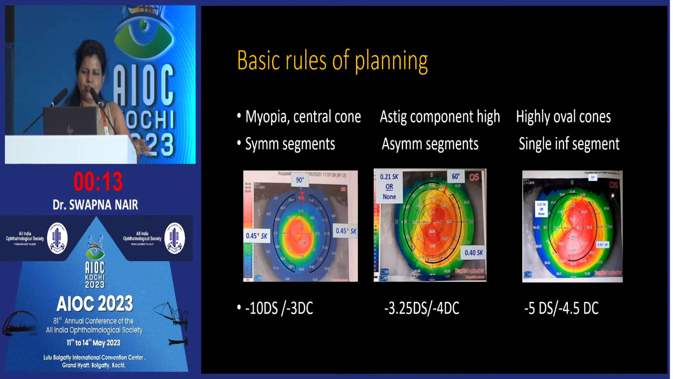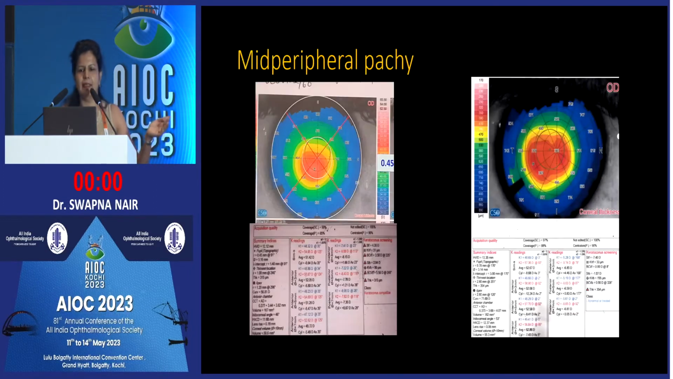Now basic rules of planning I've already mentioned as I was showing the videos. So if you have a central myopic cone, try to put symmetric segments. If you have high astigmatic components, asymmetric segments, and a highly decentered oval cone, even a single inferior segment will do. And when you're dealing with a highly asymmetric cornea, you can have a thin segment superiorly and a thicker segment inferiorly.